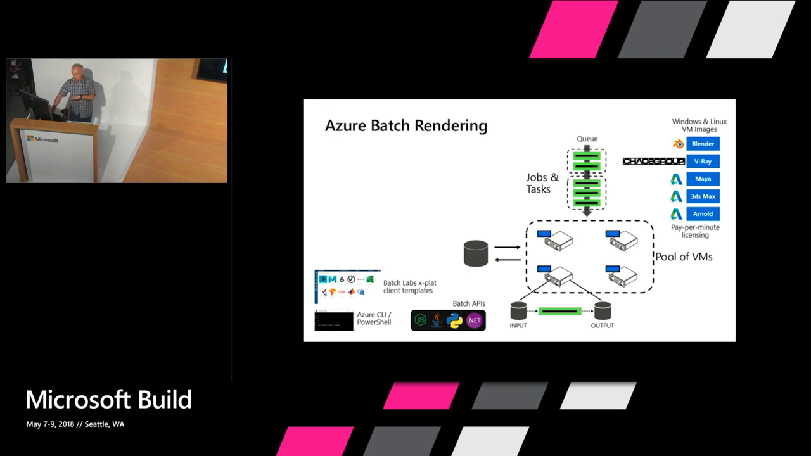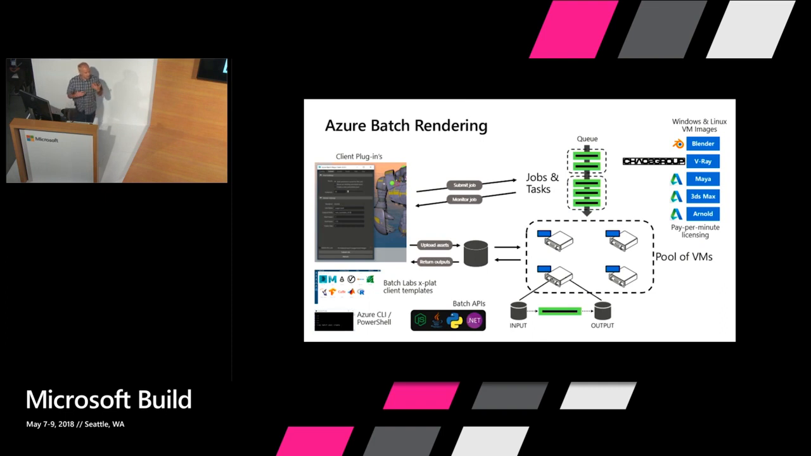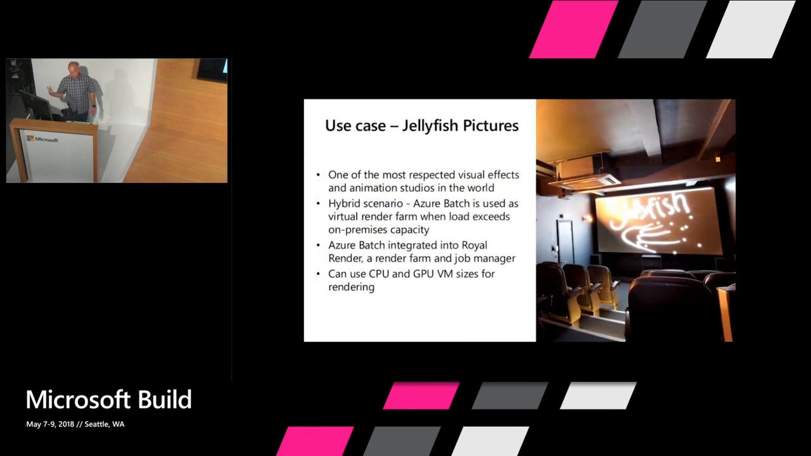You can access all this, as we've seen, through the CLI, but also APIs and our client tools. We also have some plugins. I didn't show you, but we had a plugin there in Arnold. We have a plugin for Maya and so on, and we're developing more plugins, so you can use this direct Azure rendering directly from the applications. One use case is Jellyfish Pictures, who have worked on some really cool Hollywood movies, TV, and so on. They use a hybrid scenario: they have an on-premises cluster, and when they haven't got enough licenses or capacity, they burst out to the cloud using Azure Batch. Batch is integrated into the render manager they use, which is Royal Render. They can leverage CPU VMs and GPU VMs.